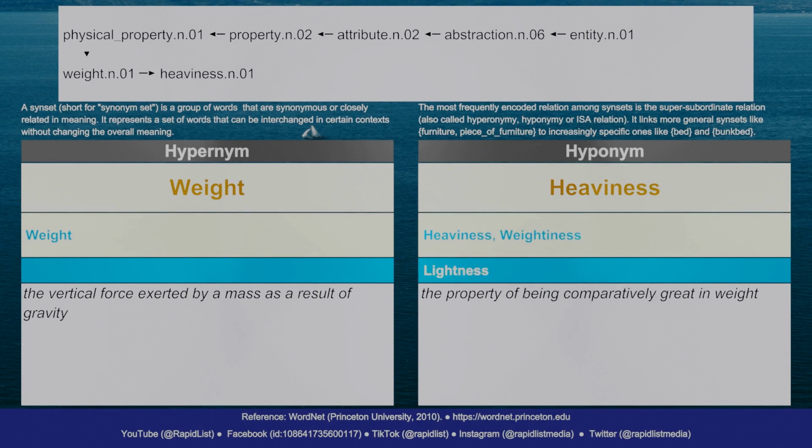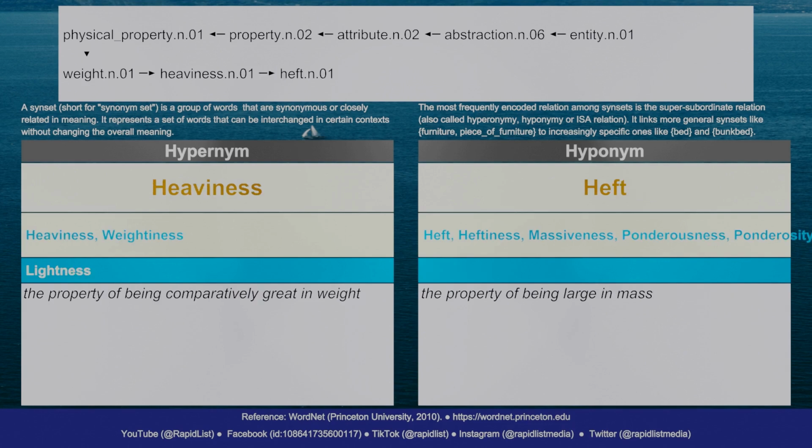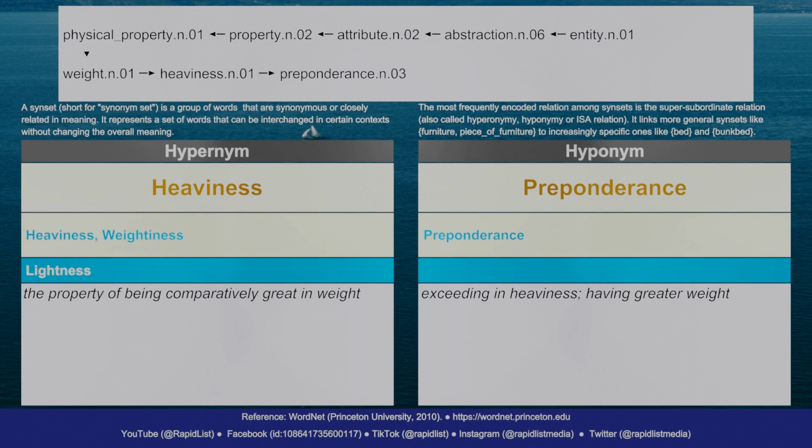Heaviness. The property of being comparatively great in weight. The heaviness of lead. Heft. The property of being large in mass. Preponderance. Exceeding in heaviness, having greater weight. The least preponderance in either pan will unbalance the scale.